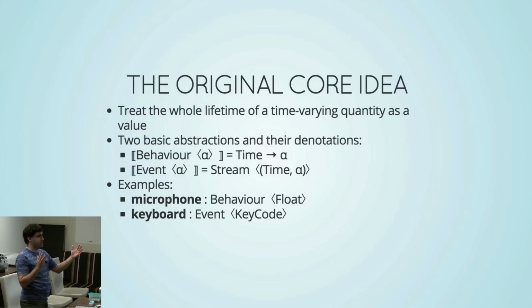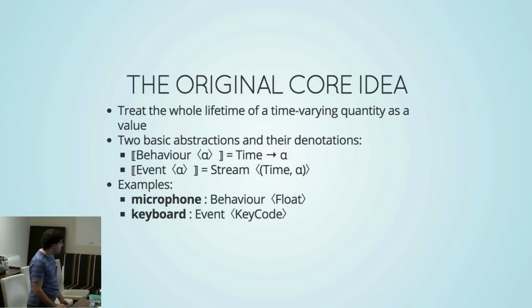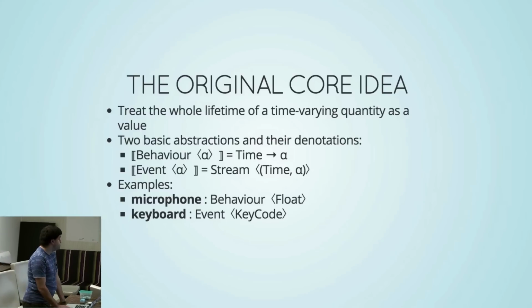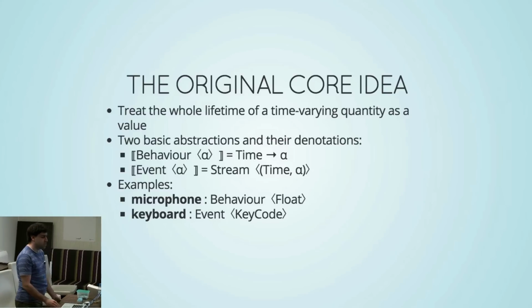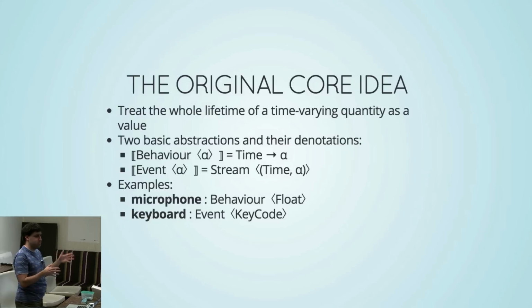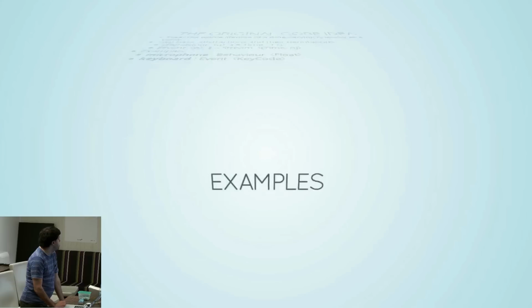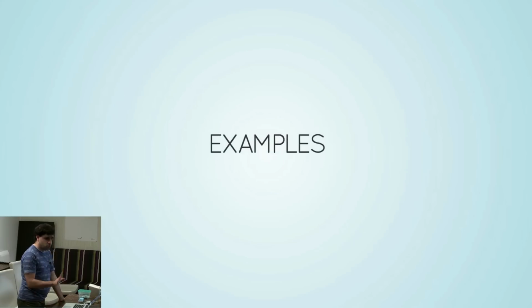And just to give you two more concrete examples, we can say that, for instance, a microphone can be considered as a behavior of type float. So it's just a stream of floating point values. Or a keyboard is an event of key codes, whatever key codes are in our system. So keyboard doesn't give us a continuous input, only some occasional occurrences. So let's look at two very simple examples. Again, these are conceptual examples, not necessarily implementations.